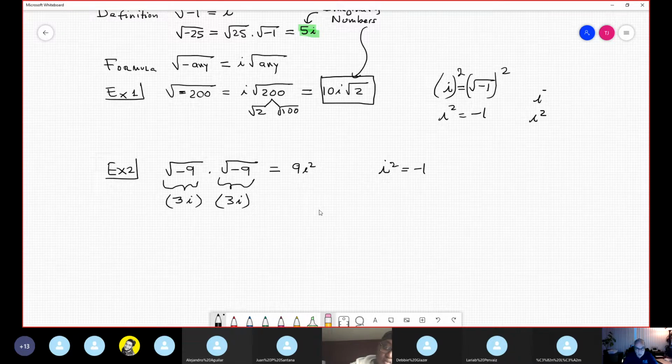So the answer, you don't leave it like that. This is not incorrect, but it's not completed, the idea. So you replace i squared with -1, giving -9, and the answer is -9. Boom. Do you understand this very well or no?